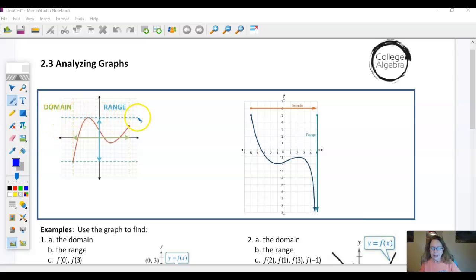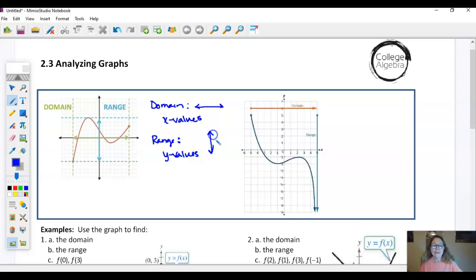First we have domain and we have range. So just a reminder that domain are your x values. So we're going to be focusing on the left and the right. And then your range, those are your y values. And I don't think this is all new to you. You know that. And we're going to be focusing on the up and the down. Okay, so domain is left and right, range is up and down.